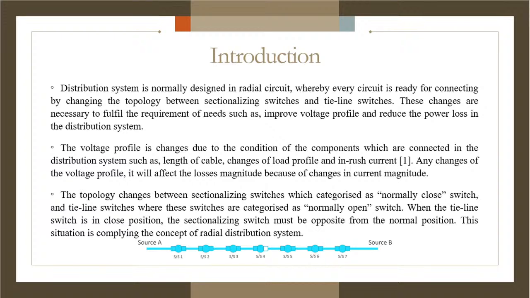Distribution system is normally designed in radial circuit, whereby every circuit is ready for connecting by changing the topology between sectionalizing switches and tie-line switches. These changes are necessary to fulfill the requirement of needs such as improving voltage profile and reducing the power loss in the distribution system.